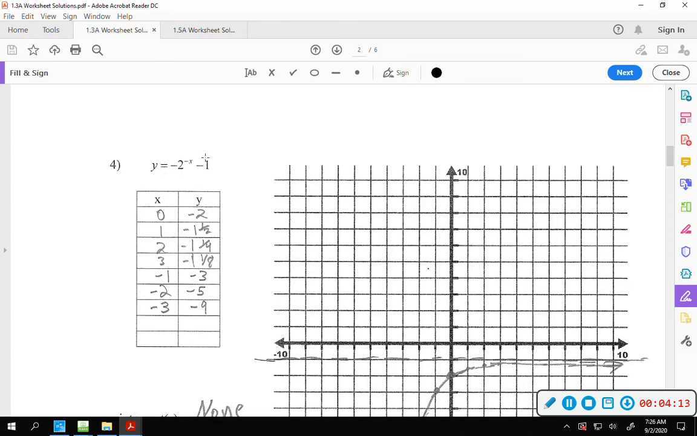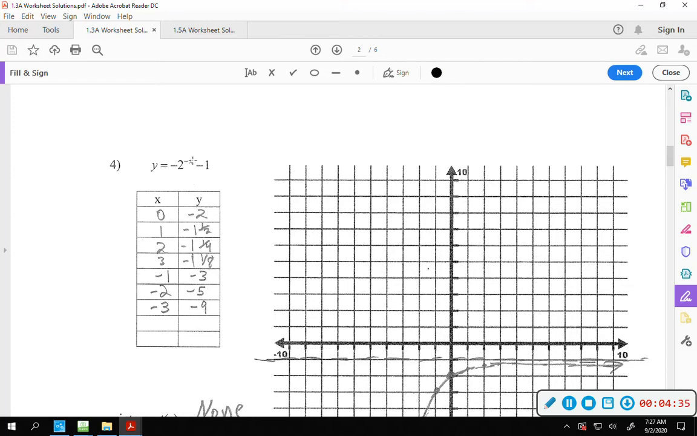We know the horizontal asymptote is y equals that constant. And dot that in. Now we can point plot. Most interesting value of x is 0. But here's how we have to read this. 2 to the 0 is 1. Make it negative. -1 minus 1, that's how we get -2.